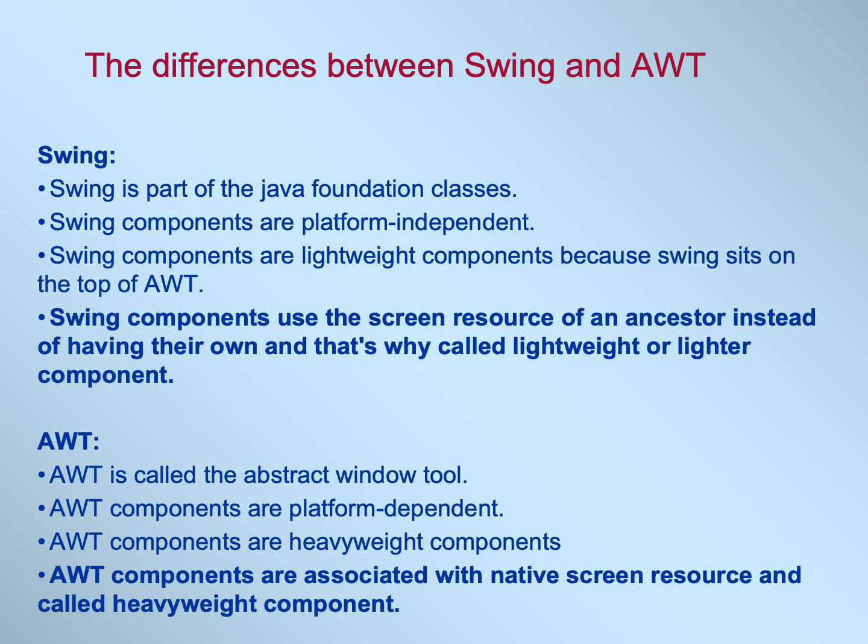The differences between Swing and AWT. Swing is part of the Java Foundation Classes. The components are platform independent and lightweight because Swing sits on top of AWT. Swing components use the screen resource of an ancestor instead of having their own, and that's why they are called lightweight or lighter components. AWT is the Abstract Window Toolkit. Its components are platform dependent and heavyweight. AWT components are associated with native screen resources and are called heavyweight components.